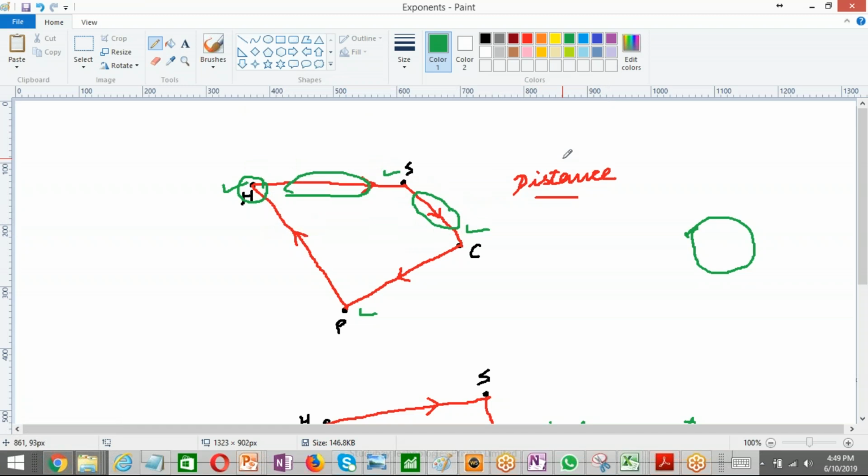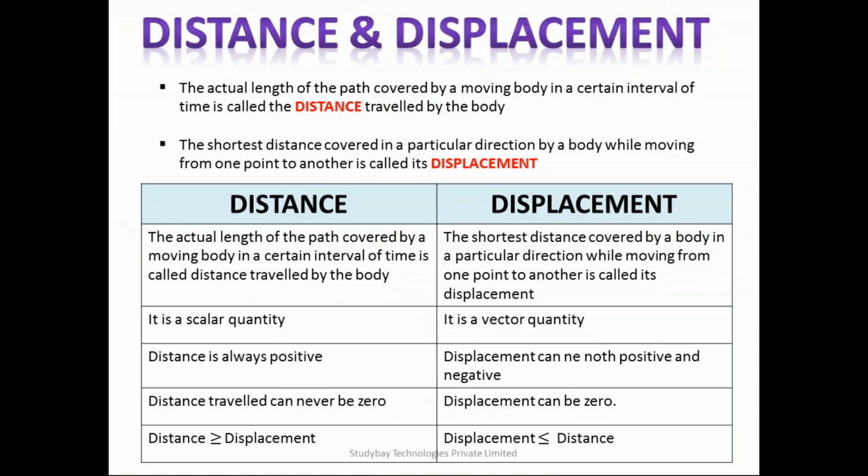Fine. Now let's go back. As you can see in the definition here, the actual length of the path covered by the moving body in a certain interval of time is called the distance traveled by the body, and the shortest distance covered in a particular direction by a body while moving from one point to another is called displacement. Again you can see the difference between distance and displacement. As I've already explained, distance is a scalar quantity, however displacement is a vector quantity.